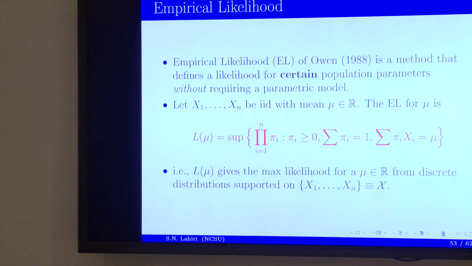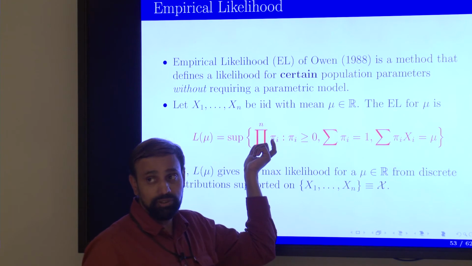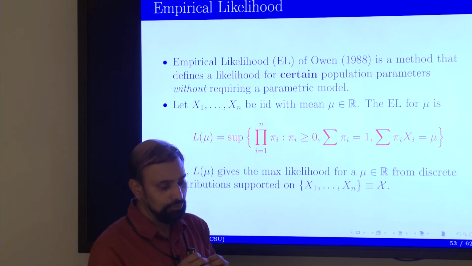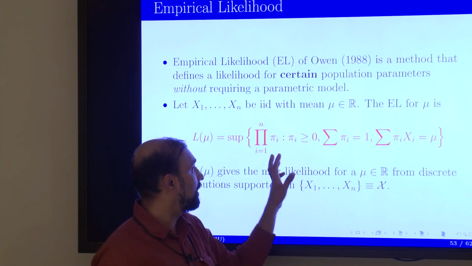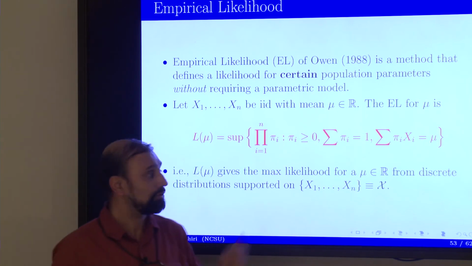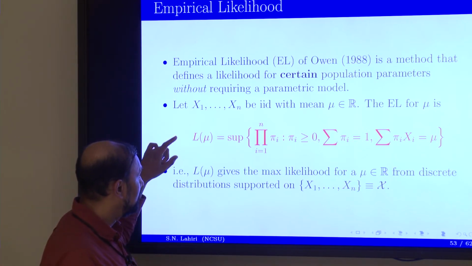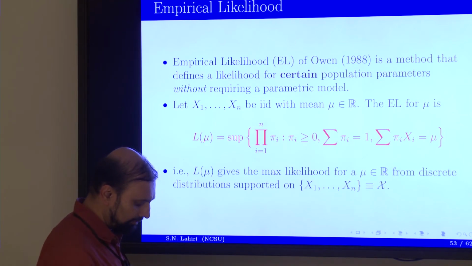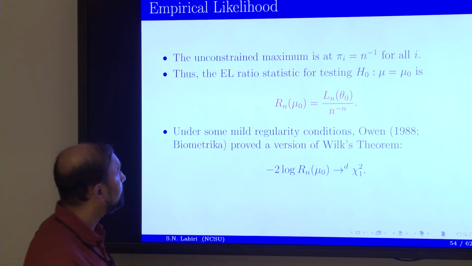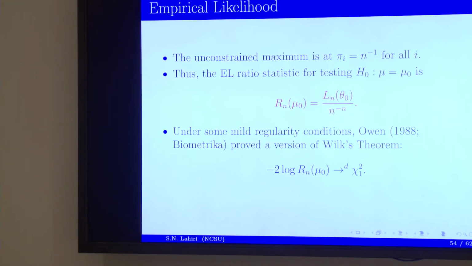And when this mu is close to the true value, mu naught, this product is going to be taking large values. And as you move away from the true value, there are very few combinations of pi i's that will give you the sum of pi i times xi equal to mu, and so this product will take a small value. And the ratio of the two will give you the empirical likelihood ratio for a particular value of mu. Theta is mu, so I didn't change anything here from the last time I gave the talk.